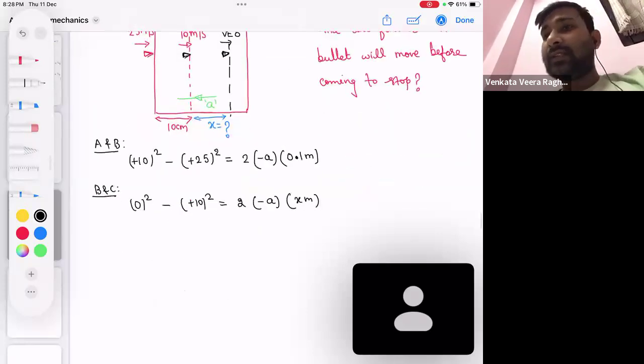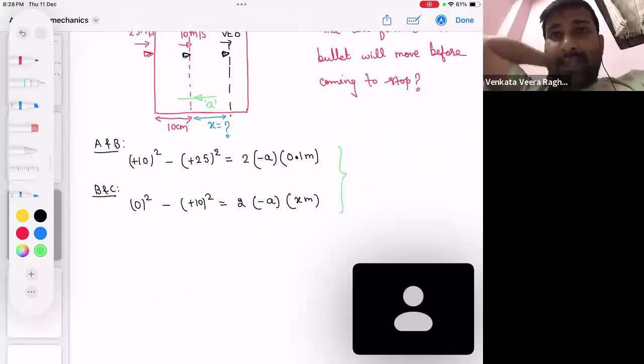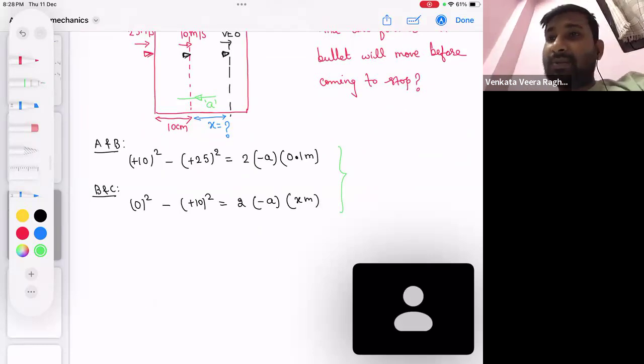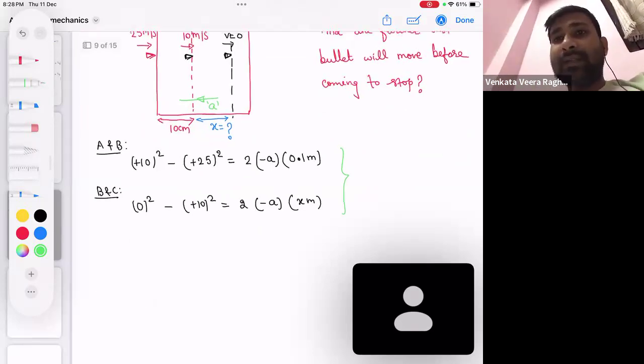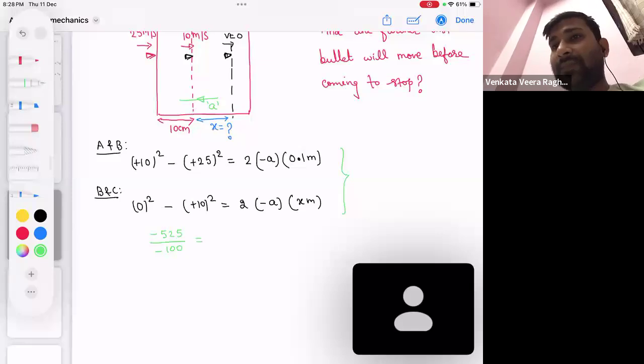I think we should divide these two equations again, so that what will happen? The a will get cancelled out, 2 will get cancelled out, and we will have our answer. So what we have: 100 minus 625, that is minus 525, divided by minus 100, equal to 0.1 by x. I hope this is clear. So what is x we are getting? 100 into 0.1 is 10, divided by 525, and the answer will come in meter.